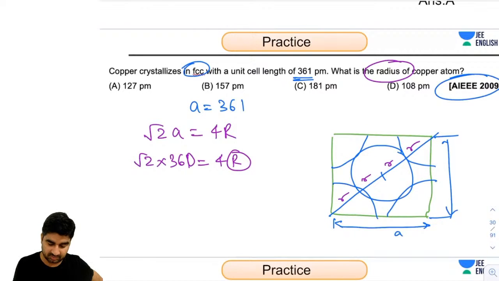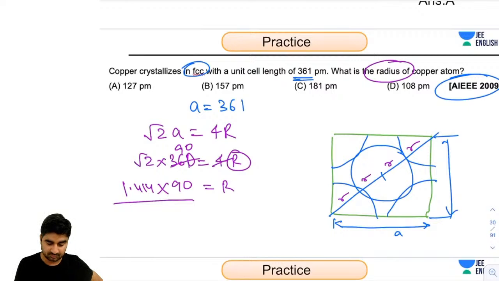Assume it to be 360 approx. So it would be 90 into 1.414. So radius would be, what would be the radius guys? It would be 127, less than 135. Just do the calculation. It was a very easy problem and it was asked in JEE 2009. Tell me, any doubt? No doubt?